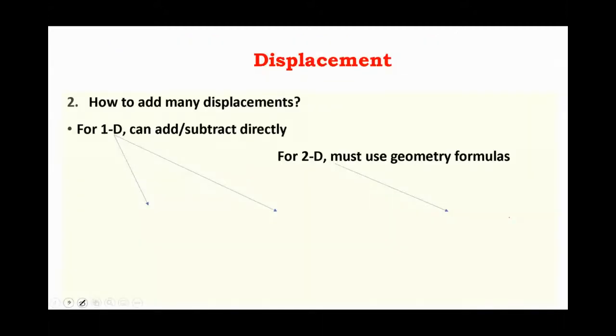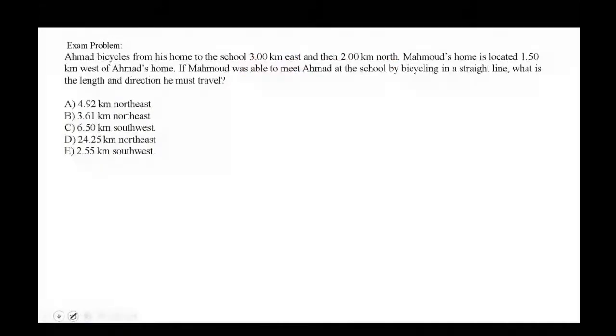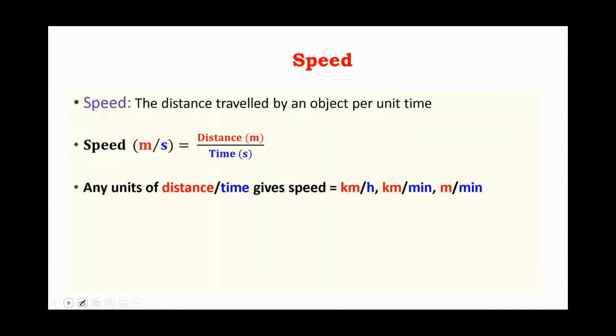So now we can move to something else, which is the speed. What is the meaning of speed? The speed is the distance traveled per unit time. Usually you divide the distance over time. If it is regular or constant speed, you can divide the distance over time.